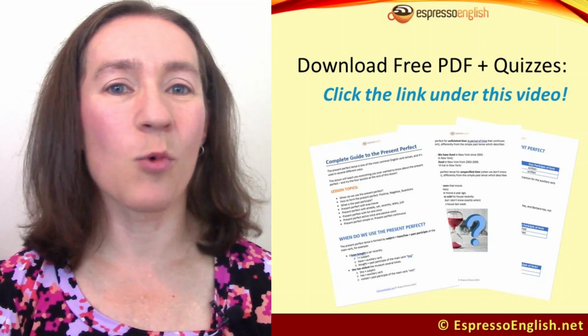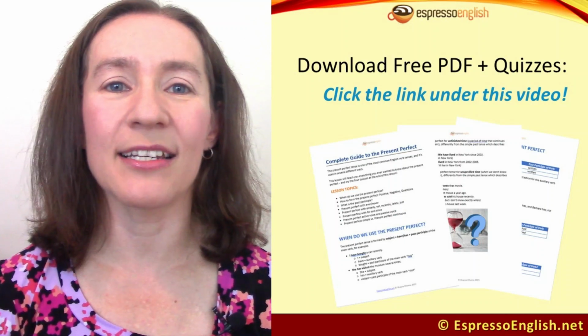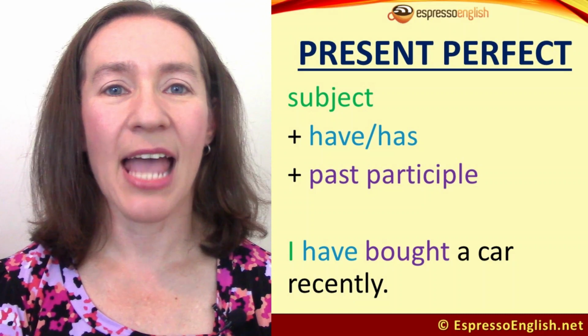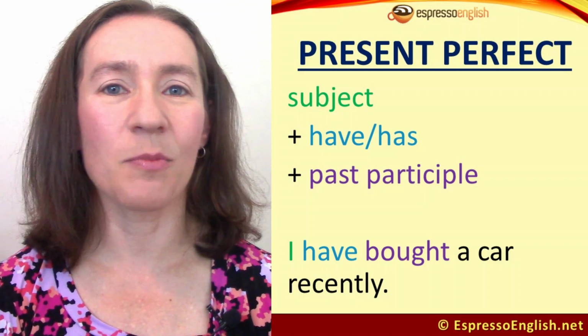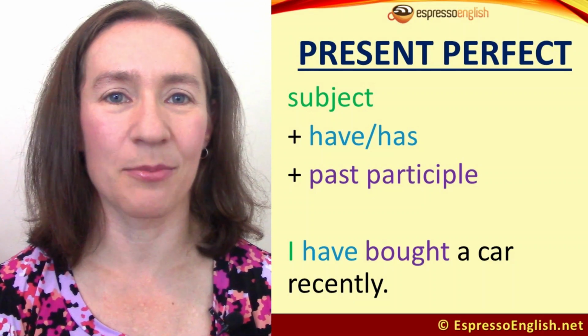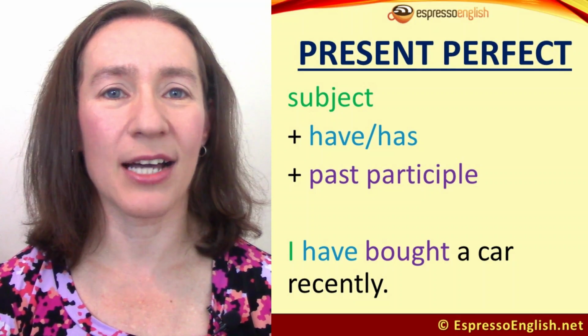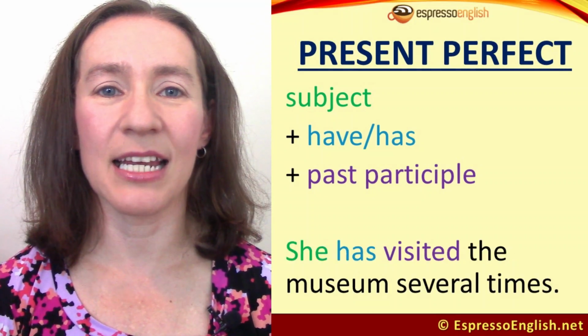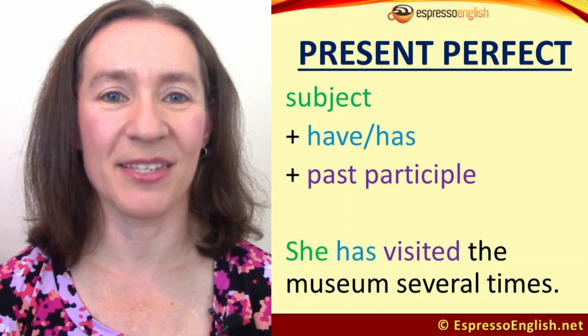Okay, let's start with what is the present perfect tense and when do we use it? We form the present perfect by subject, have or has, and the past participle of the main verb. For example, I have bought a car recently. She has visited the museum several times.